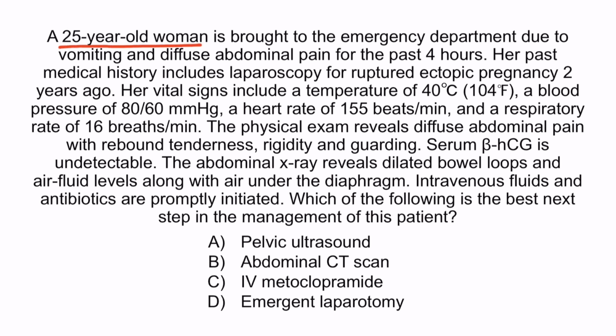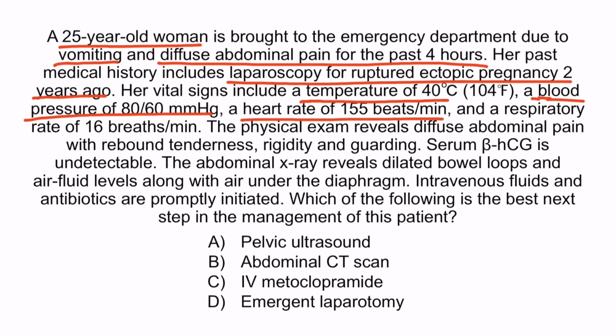This 25-year-old woman presents with vomiting and diffuse abdominal pain for the past 4 hours. Her past medical history includes laparoscopy for ruptured ectopic pregnancy 2 years ago. Previous abdominal surgery predisposes patients to abdominal adhesions and bowel obstruction. Her vital signs include a fever of 40 degrees Celsius, hypotension with a blood pressure of 80 over 60, and tachycardia with a heart rate of 155. These values indicate that this patient is hemodynamically unstable.